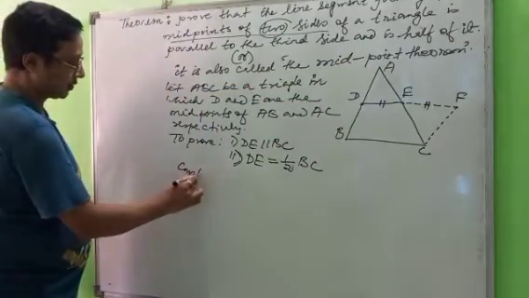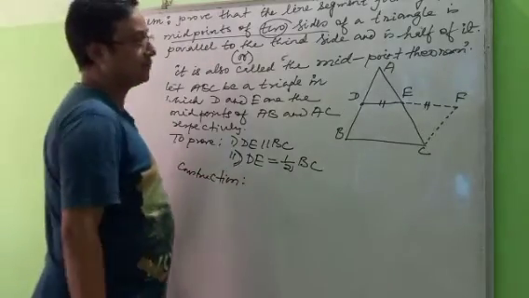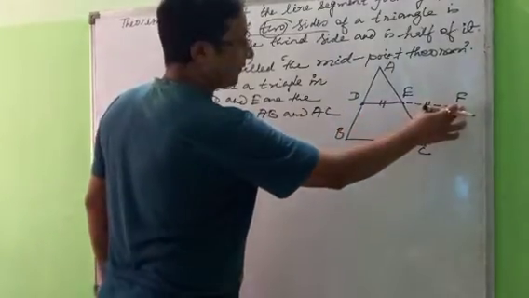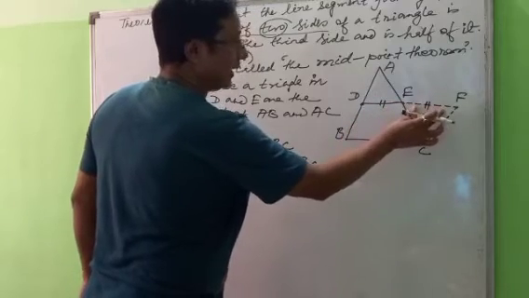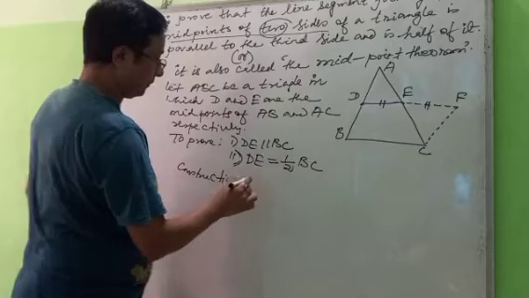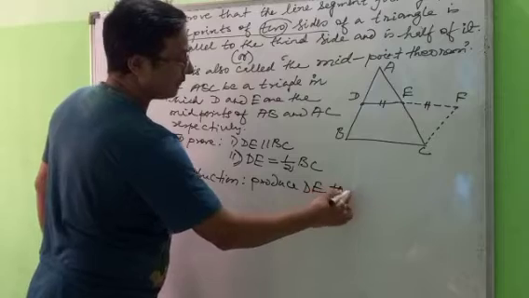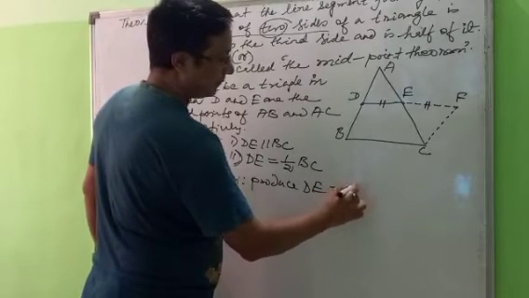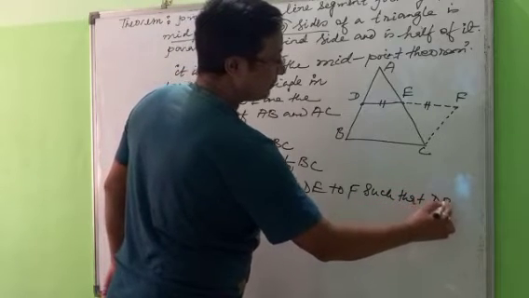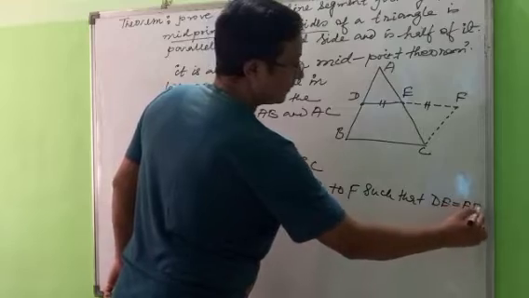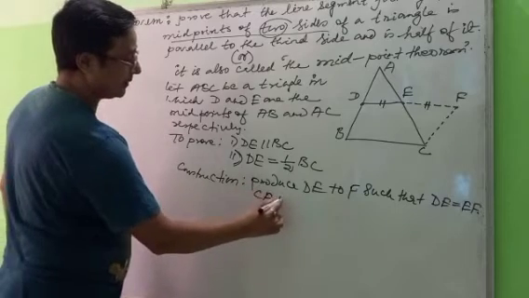Now comes the construction. You produce DE to F such that DE equals EF. These two you have made equal, and then CF is joined. So produce DE to F such that DE equals EF, and then CF is joined.